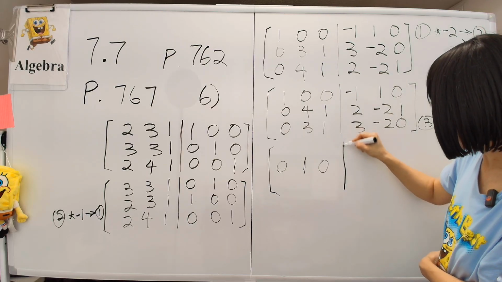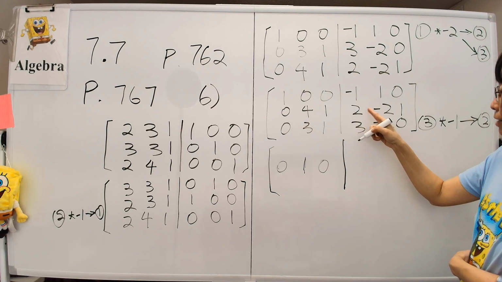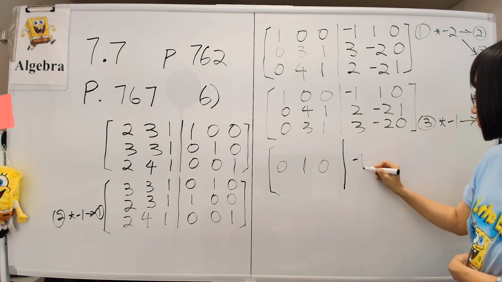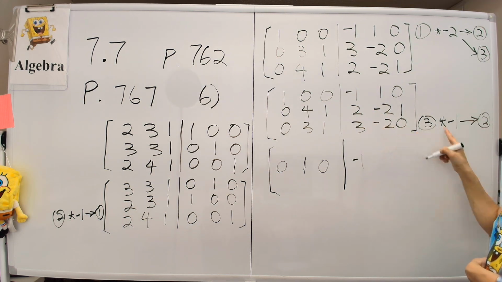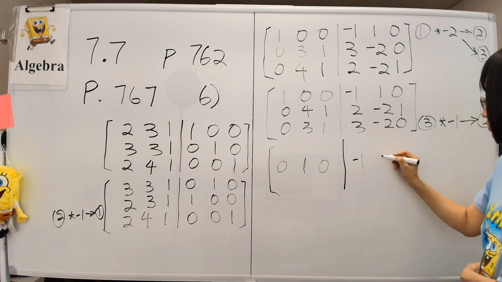I need to hold my marker properly. Okay, and then 3 times minus 1 plus 2, that's minus 3 plus 2, that's minus 1. And then minus 2 times minus 1 is positive 2, plus positive 2, negative 2, that gives 0.